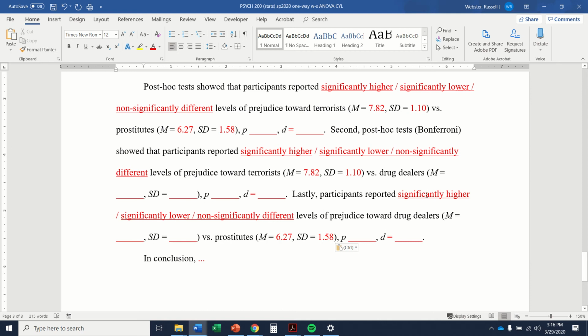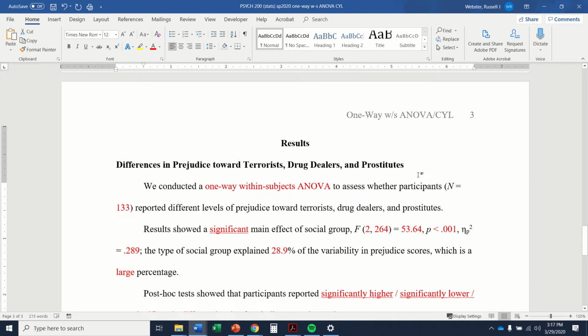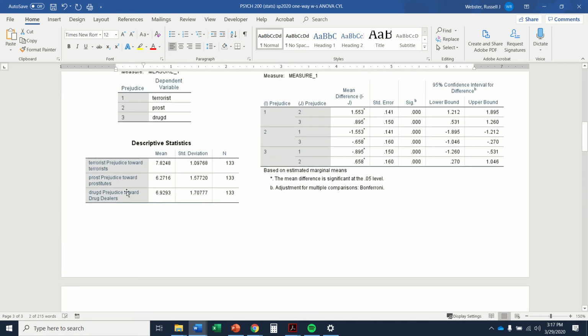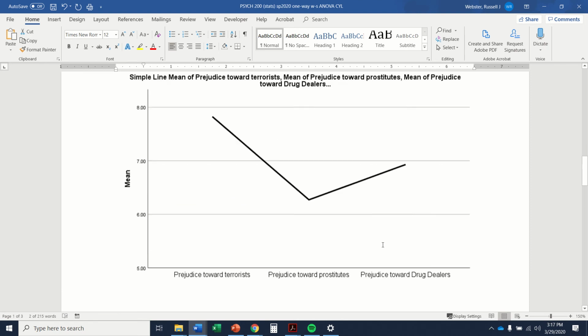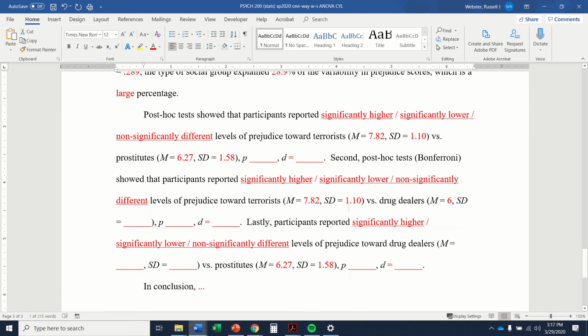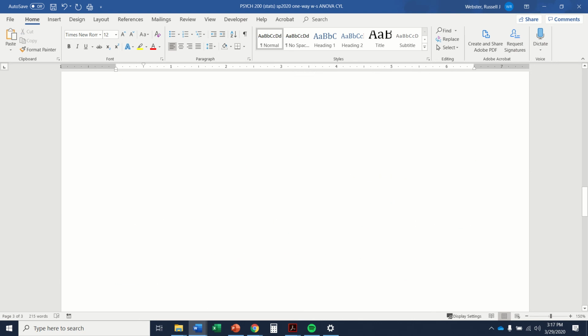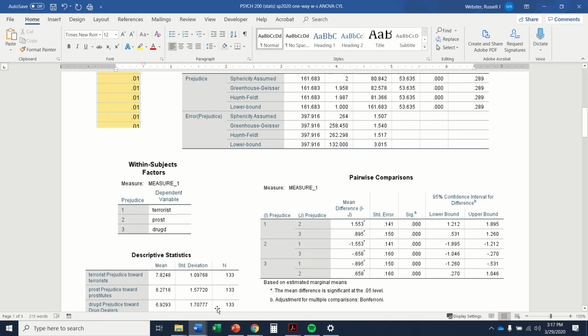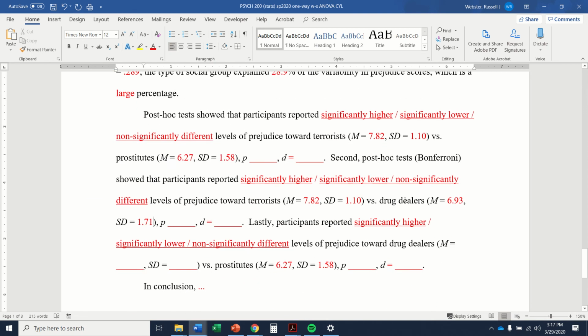And then lastly, drug dealers. 6.93 and 1.71. 6.93, 1.71. And then we'll copy and paste that over.